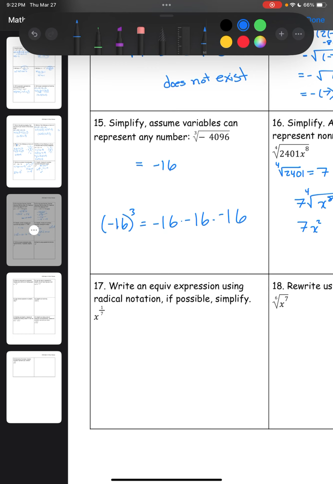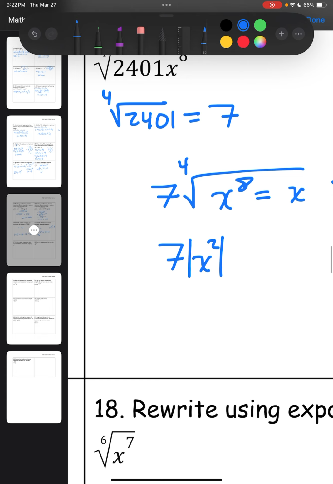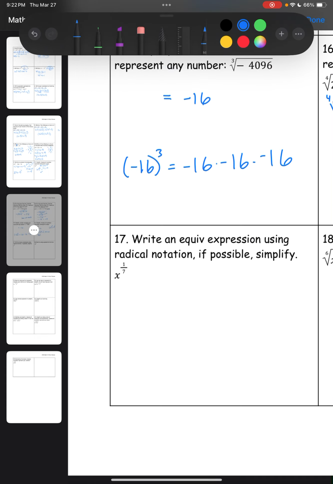Alright, number 17. Oh, sorry, that's going to be with the absolute values there. Number 17, write an equivalent expression using radical notation. So again, they're wanting you to use the roots. So, like I said, remember if x to the half is the square root of x, basically, this just equals the 7th root. I don't know exactly how you're supposed to say that one, but yeah.